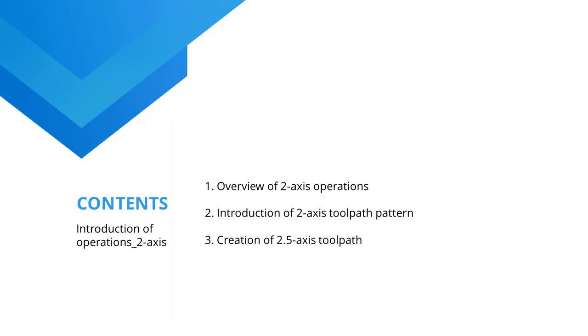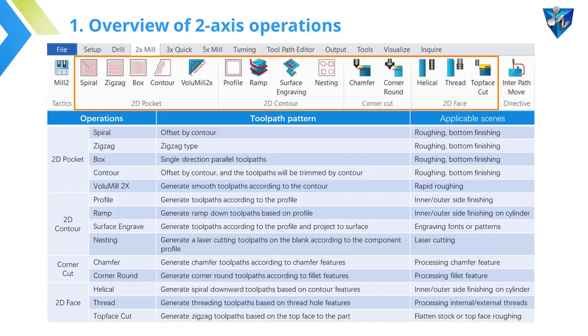In this video, we will introduce the operations of GW3D 2x CAM, in which I will introduce the overview of 2x operations, introduction of 2x 2-pass patterns, and creation of 2.5x 2-pass. First of all, I will introduce the overview of 2x operations. In this table, I have listed all the operations and its applicable scenes. They can be divided into 4 categories: 2D pocket, 2D contour, corner cut, and 2D face.